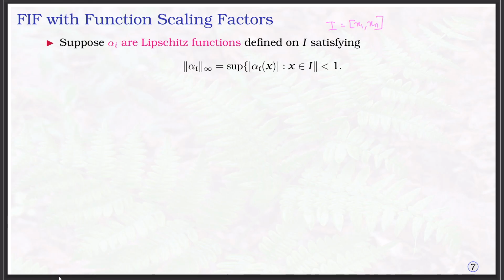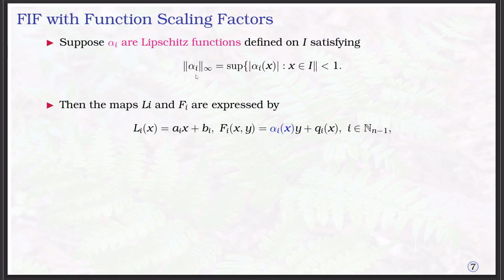Alpha is a Lipschitz function, meaning that if you find the sup norm, it must be less than 1. Then alpha I of x is a Lipschitz function, defined on x1 to xn. That means the maximum value is less than 1. Now, for the same mappings Li and Fi, we are expressing this form.